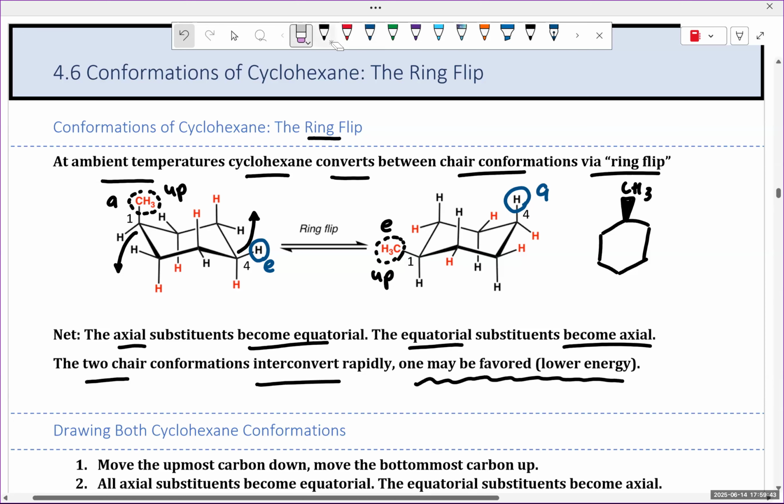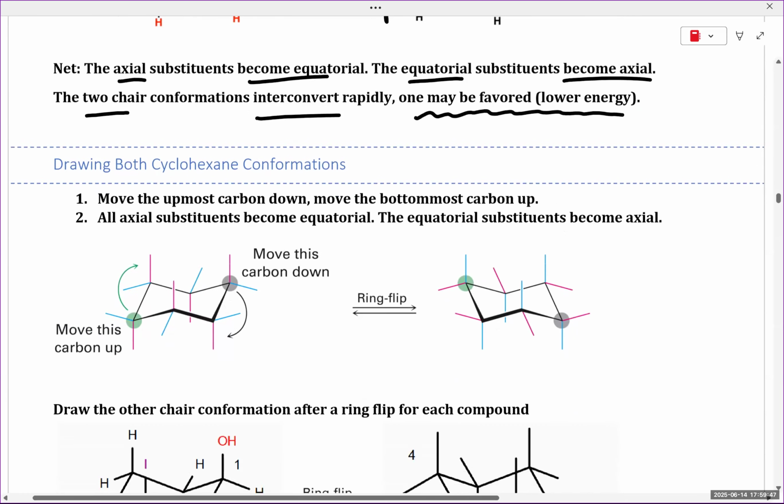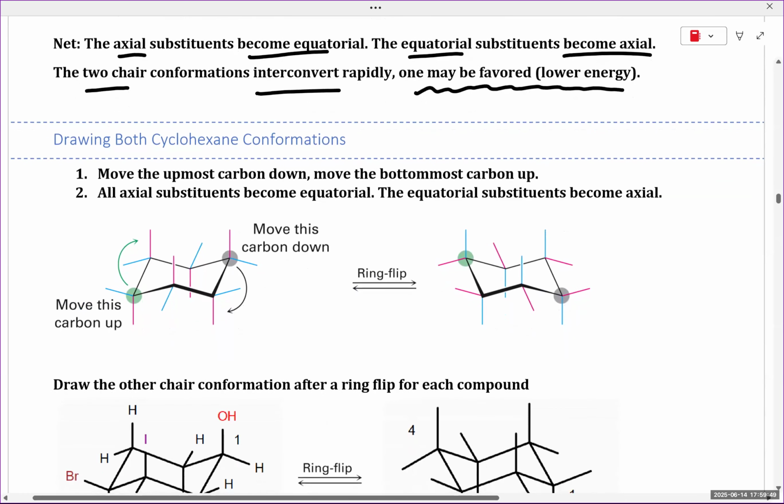So let's talk about drawing both cyclohexane conformations. To draw a chair flip, I like to label my carbons 1, 2, 3, 4. We take our upmost carbon and we'll move carbon 1 down, and carbon 4, which is the bottommost carbon, will move up. Carbon 1 ends up as the new bottommost carbon. Carbon 4 ends up the new topmost carbon.